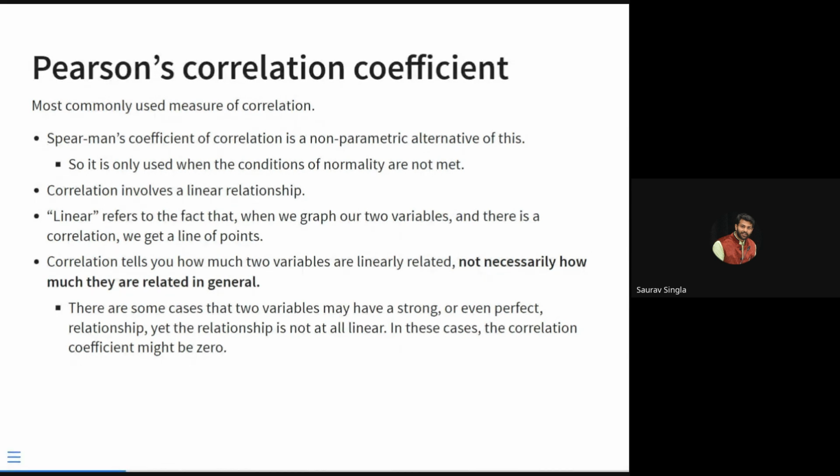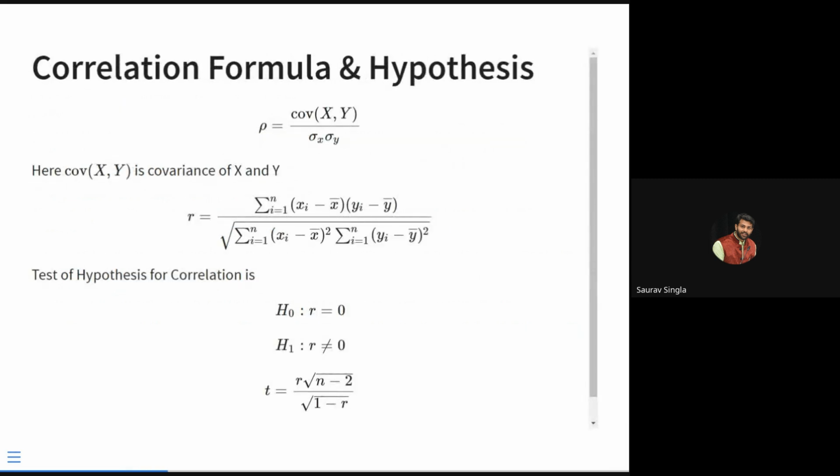Okay. So now there are two very commonly used methods of correlation. One is Pearson correlation and the second is Spearman correlation. Pearson correlation and Spearman correlation. Now, what is the difference? Let's first come to the formula of the Pearson correlation. Okay, this is the Pearson correlation.